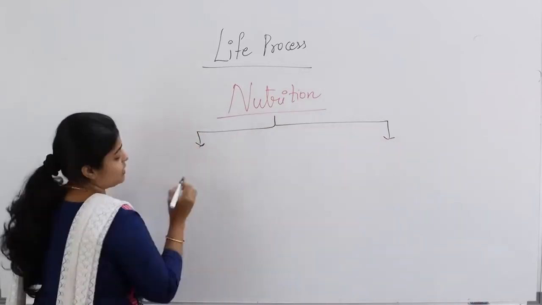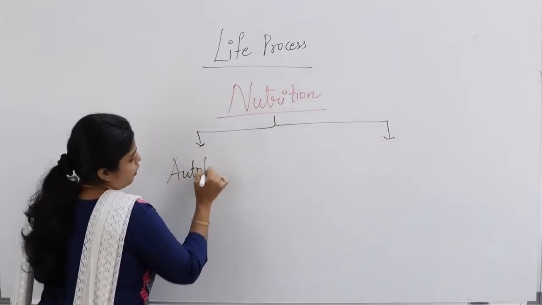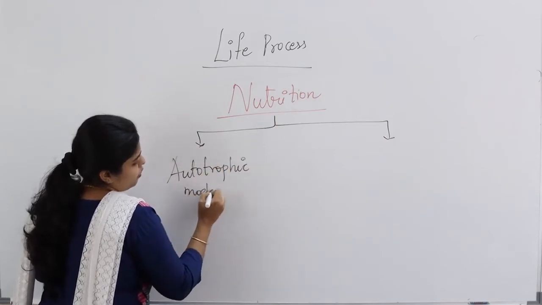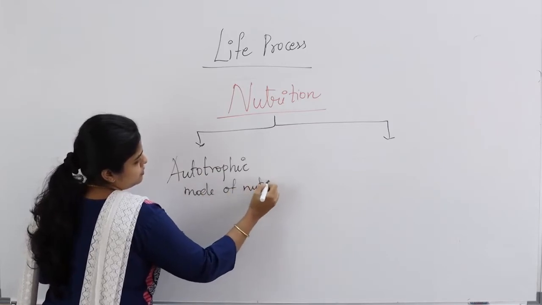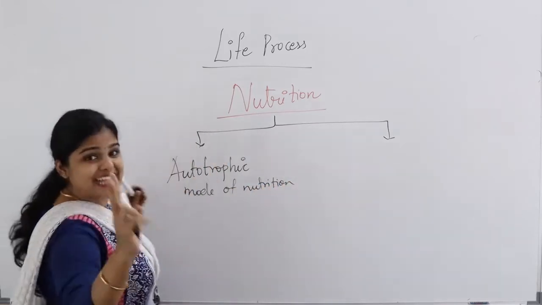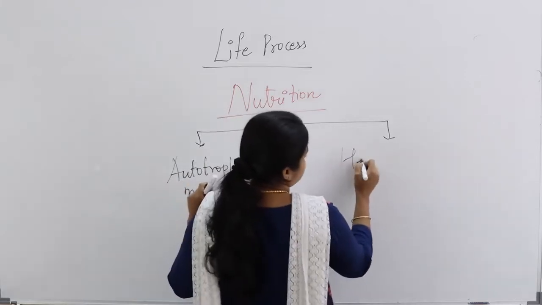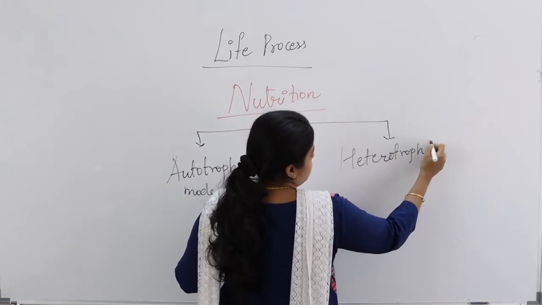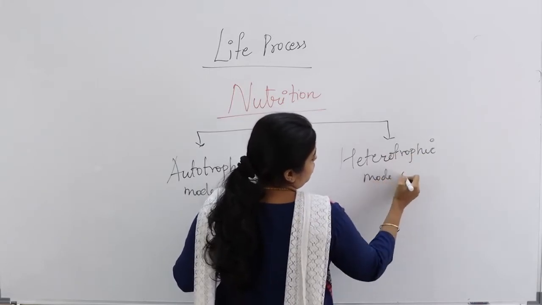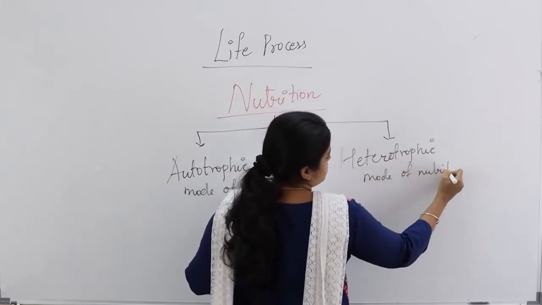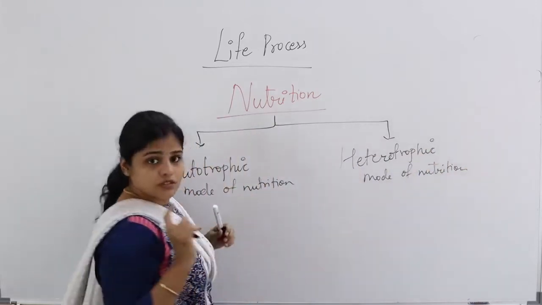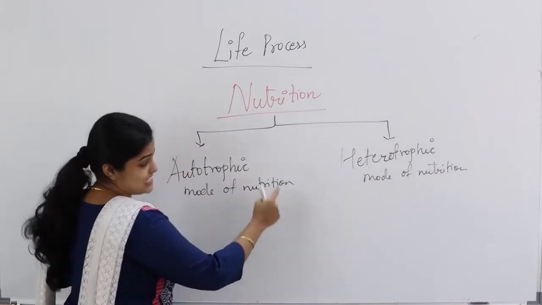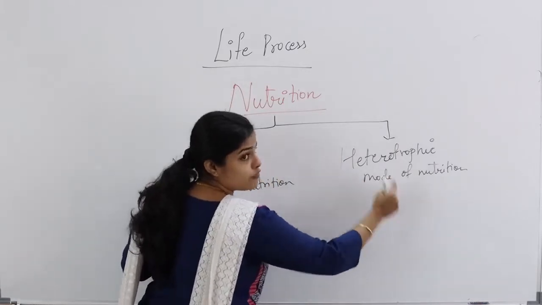The first one is autotrophic mode of nutrition. Second is heterotrophic mode of nutrition. Nutrition types, two types. Autotrophic mode of nutrition. Second is heterotrophic mode of nutrition.